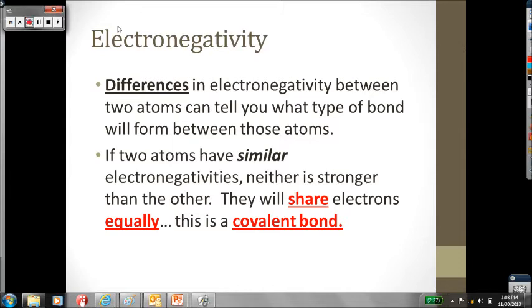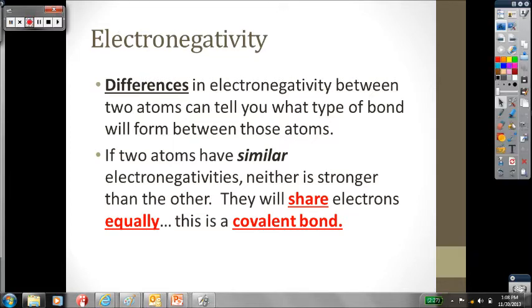So when two atoms form a covalent bond, it's because their electronegativity values are similar, and they're able to share those electrons equally. Neither one of the atoms is stronger than the other, so neither one of them pulls those electrons any more than the other atom. And so now we're going to look at some specific examples of bonds, and we're going to show how we can show a covalent bond.